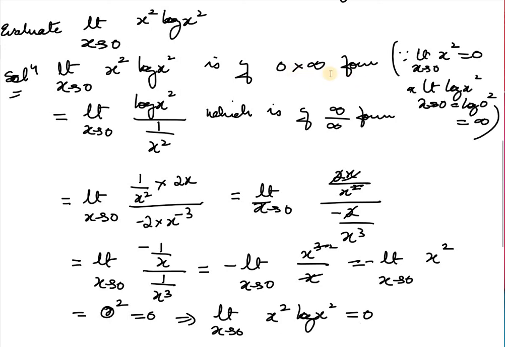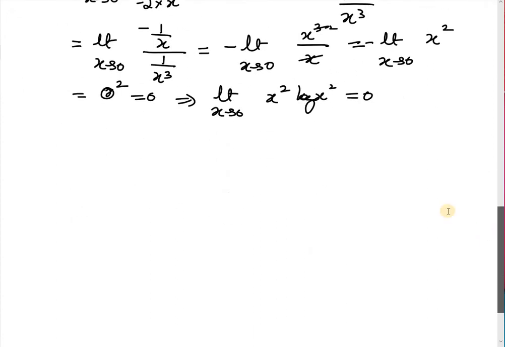So you see that this 0 into infinity form can be reduced either to infinity by infinity form or 0 by 0 form. And then to evaluate that one, you have to apply the L'Hopital rule if it is of 0 by 0 form, and then the rule of infinity by infinity form.